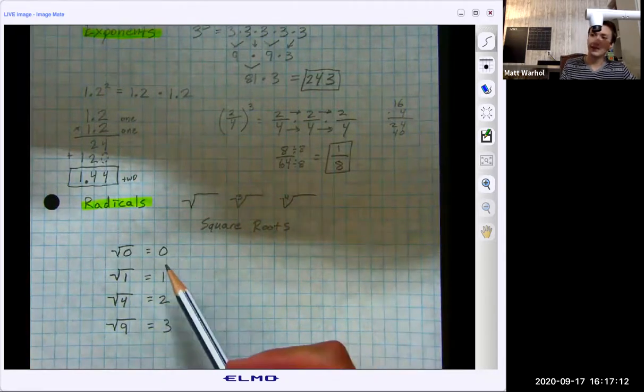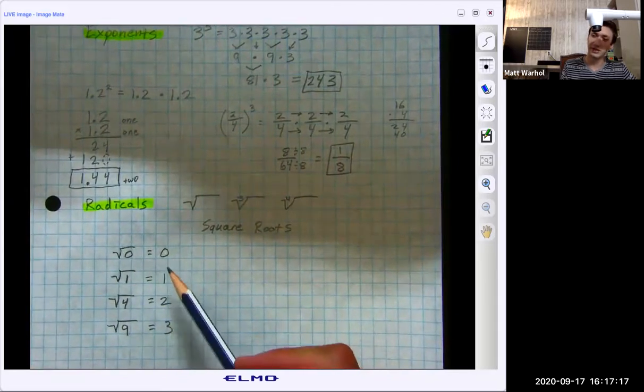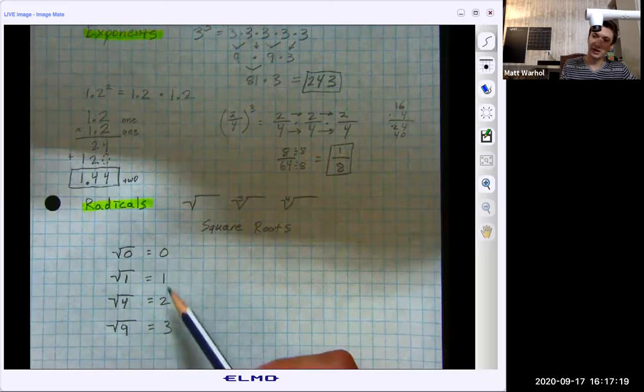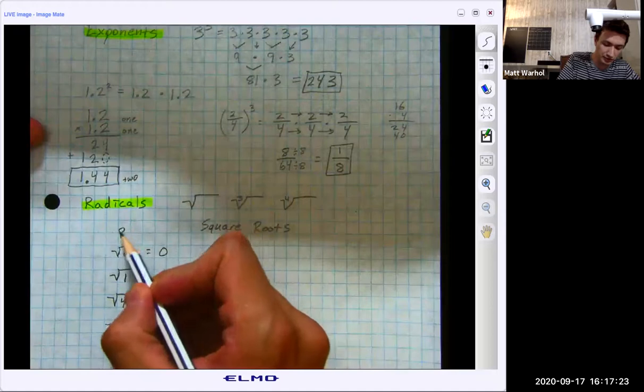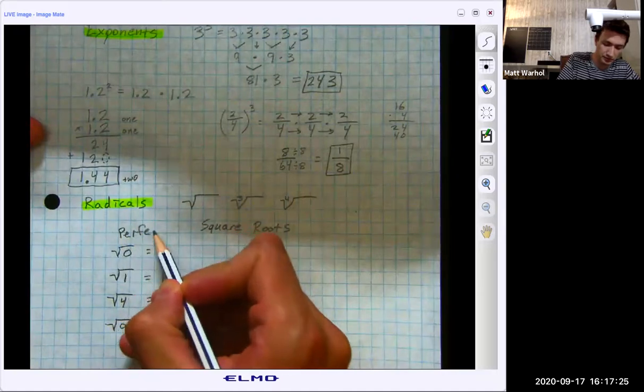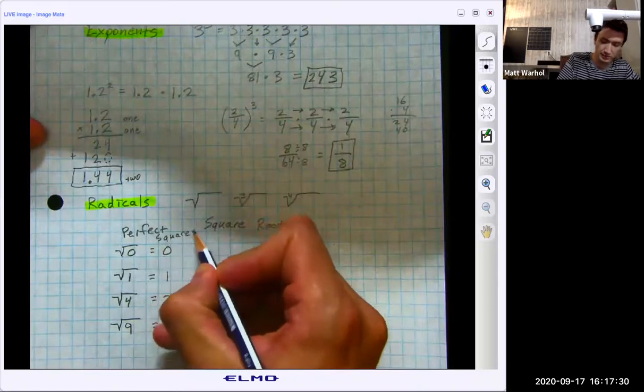Since all of my answers simplify to a whole number, actually an integer, all of them are natural except for this one. These are what we call perfect squares. We love perfect squares because it comes out to a nice number like that.